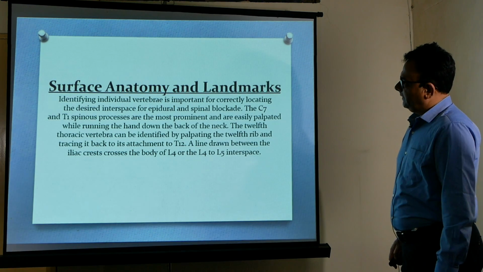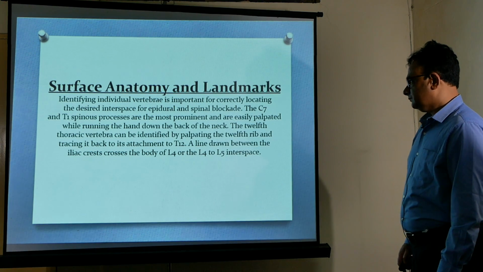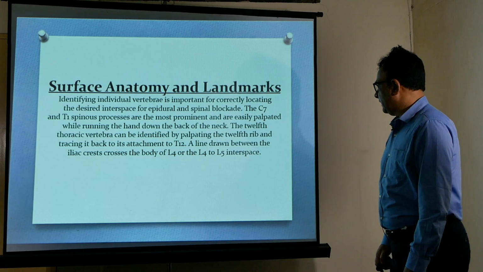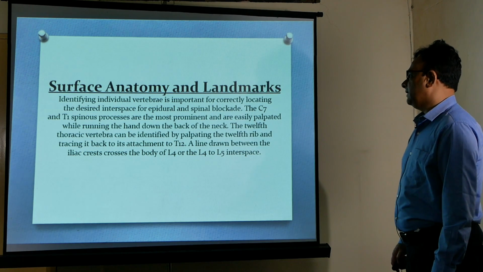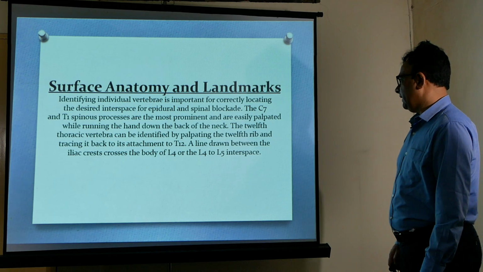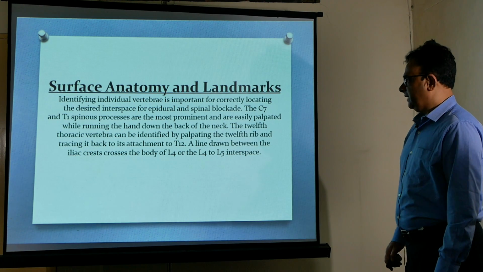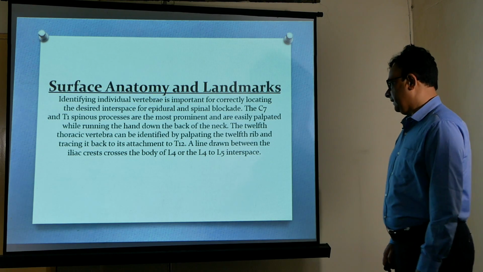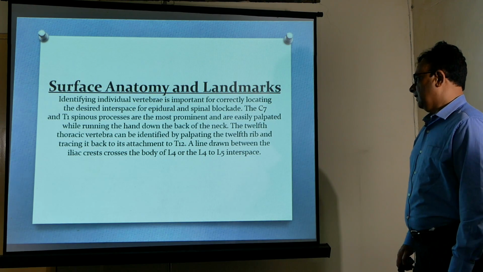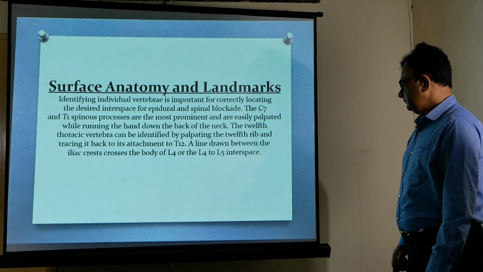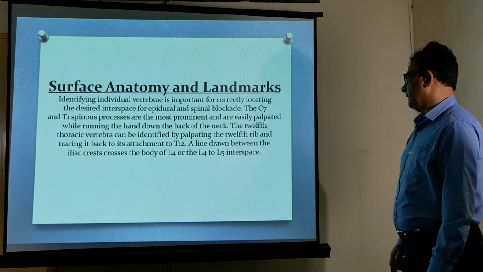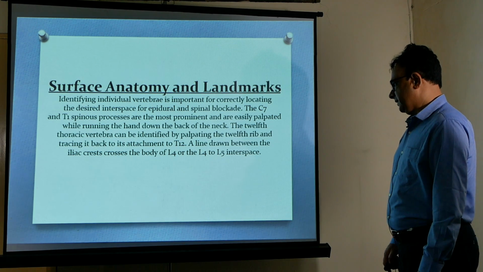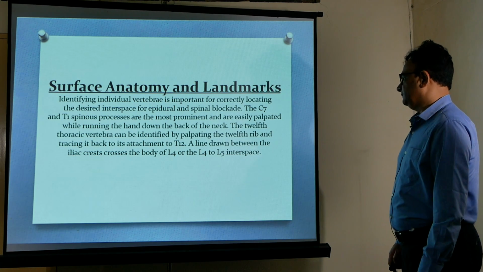Now surface anatomy and landmarks. Identifying individual vertebrae is important for correctly locating the desired interspace for epidural and spinal blockade. The C7 and T1 spinous processes are the most prominent and easily palpated while running the hand down the back of the neck. The 12th thoracic vertebra can be identified by palpating the 12th rib and tracing it back to its attachment to T12.